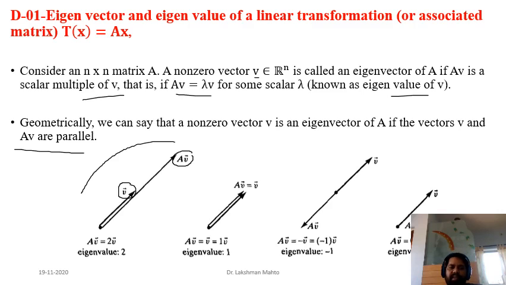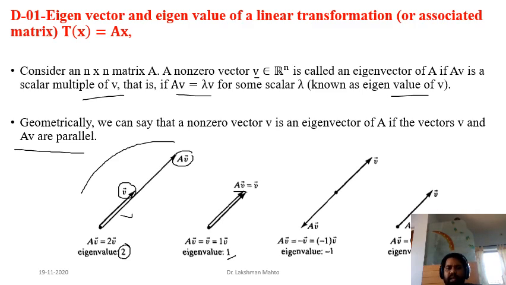A scaling is happening by factor 2. So that's why 2 is the eigenvalue of this matrix A, and V is the eigenvector. And here you observe that AV equals V, that means the scaling factor is 1, and V is also an eigenvector with eigenvalue 1.